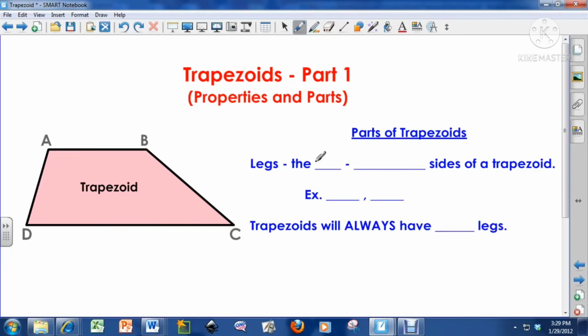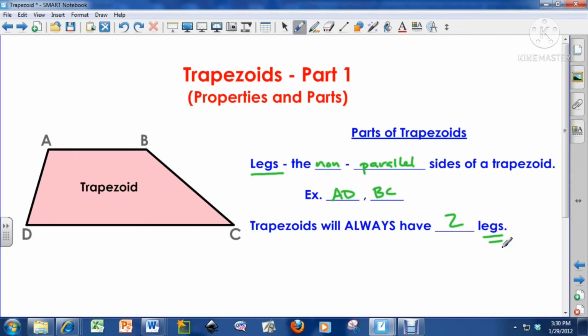Next, we are going to see the legs. What are legs? Non-parallel sides are called legs. So the non-parallel sides of a trapezoid are called legs. What are the non-parallel sides? Yes, sides AD and BC. A trapezoid will always have how many legs? Yes, two legs.